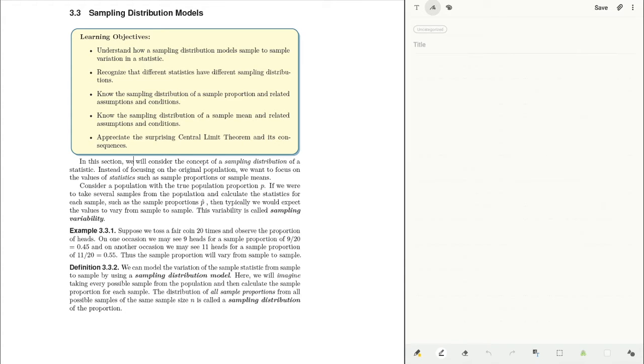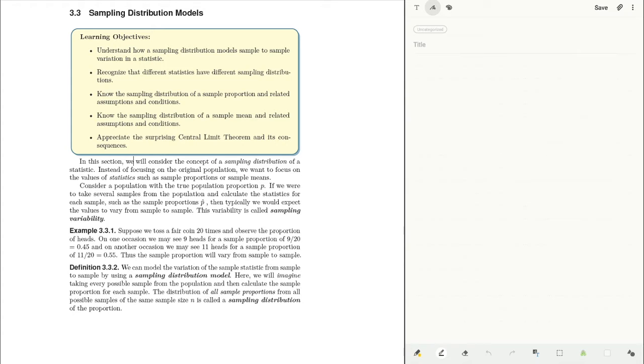Now suppose that we were to take not one, but many different random samples from that population and then calculate the sample proportions P hat for every sample. We should expect that the sample proportions will vary from sample to sample, and this variability is called sampling variability.